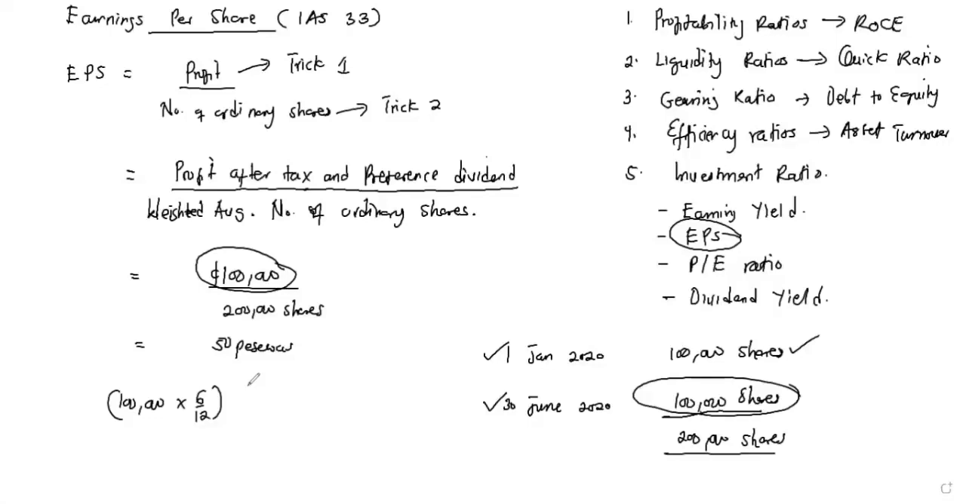So we want to know how long did the 100,000 shares last? We said that it lasted for 6 months. And how long did the 200,000 shares, after it became 200,000 on 30th June, last? 6 months. So it will be 200,000 shares times 6 over 12. Kindly check what you are getting. So this will give you 50,000. This will give you 100,000. So 150,000 shares, isn't it?